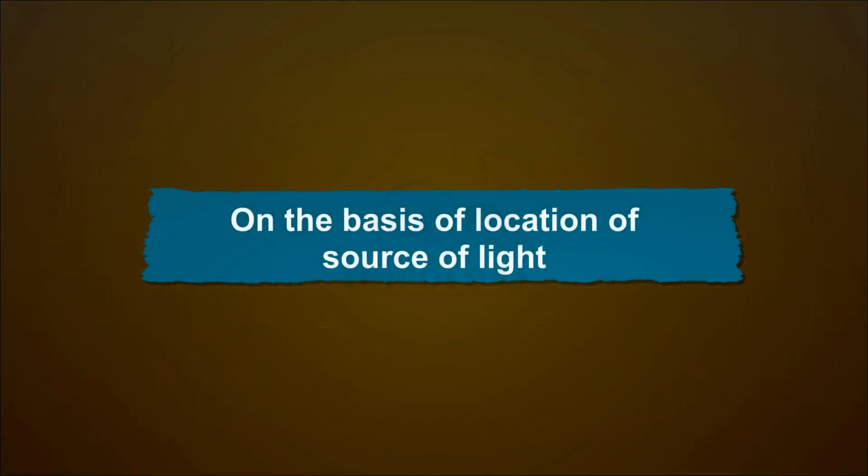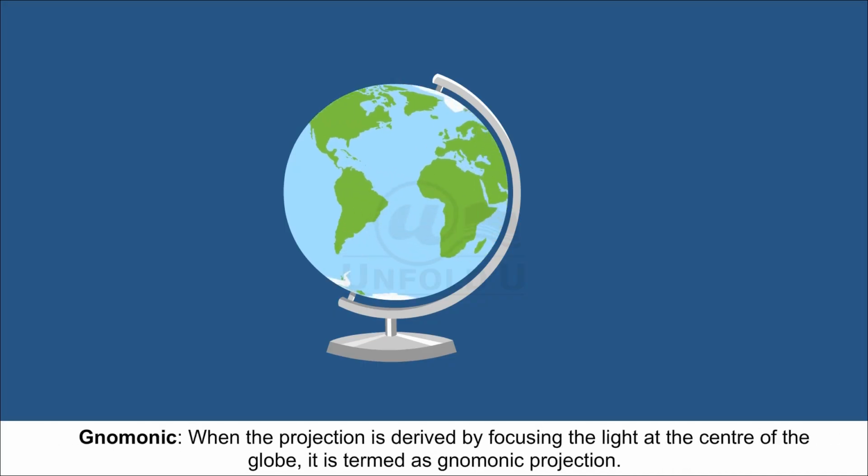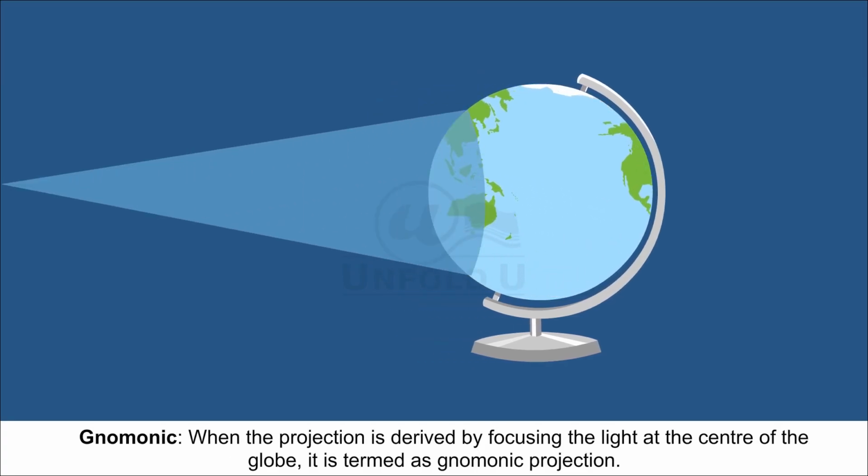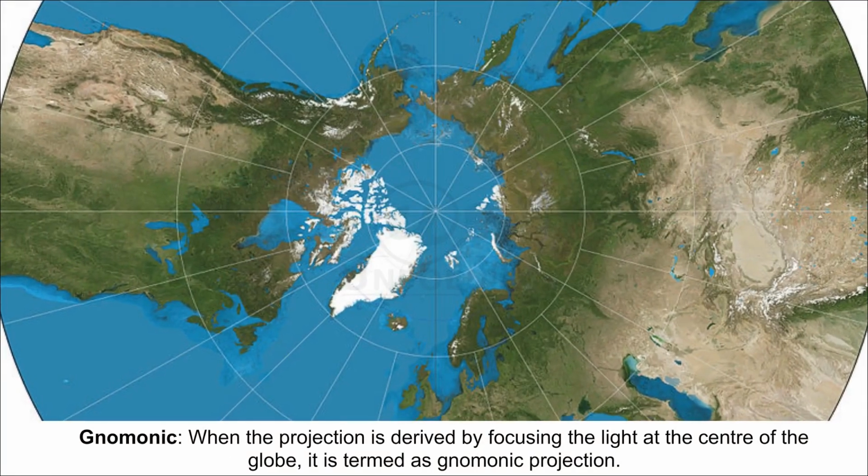On the basis of location of source of light. Gnomonic. When the projection is derived by focusing the light at the center of the globe, it is termed as gnomonic projection.